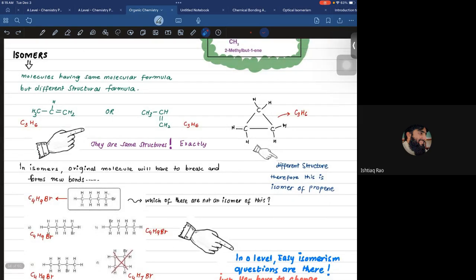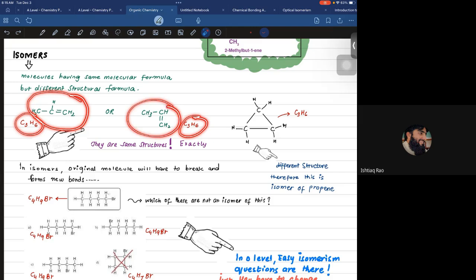Isomers, obviously, just like we discussed with alkane, we have the same for alkene too. The definition is the same: molecules having the same molecular formula but different structural formula. See, this is C3H6. This is also C3H6. Its structure is different. The molecular formula is the same, but the structure is different.